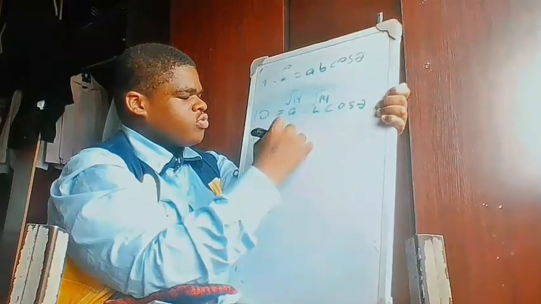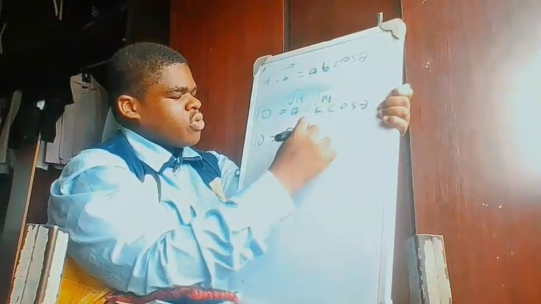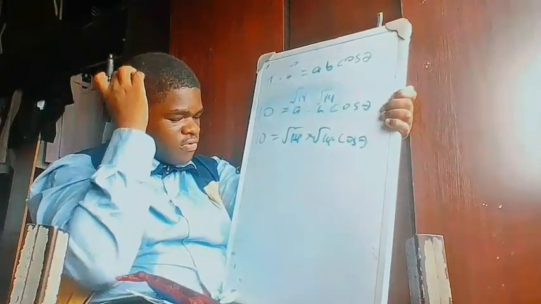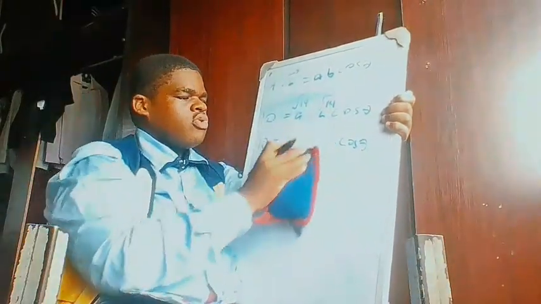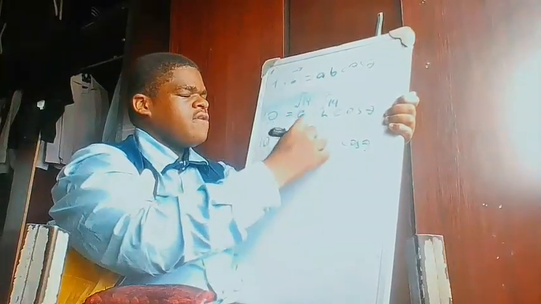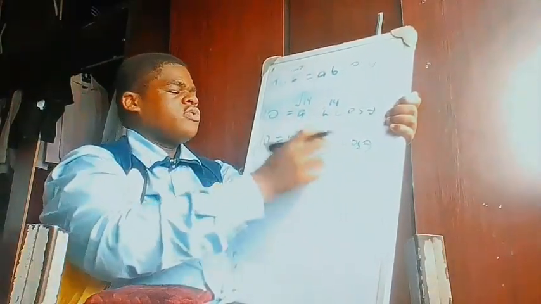So now you can simplify all this as 10 is equal to the square root of 14 times the square root of 14 cos theta. Square root of 14 times square root of 14 is equal to 14, because you have square root of 14 all squared, which is basically square and square root. So you have 14. So 10 is equal to 14 cos theta.